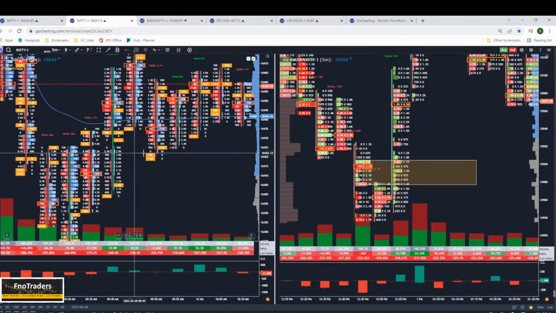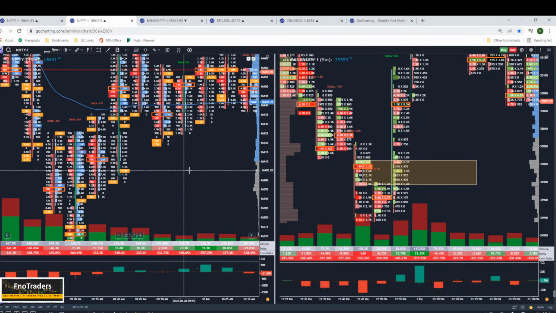Delta is the difference between aggressive buyers minus aggressive sellers. If delta is positive, there are more aggressive buyers. If delta is negative, there are more aggressive sellers.